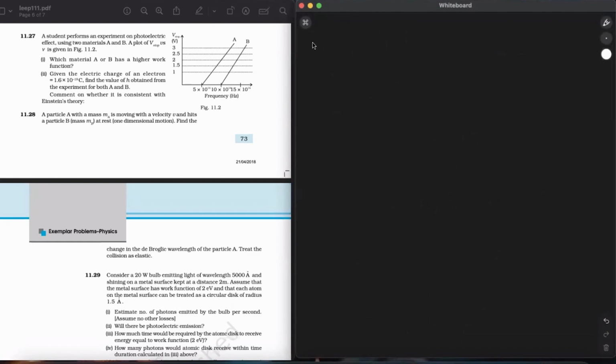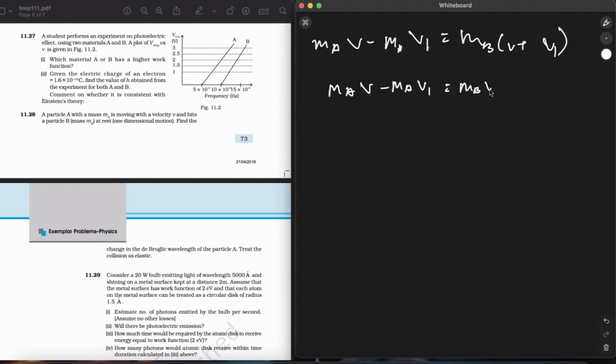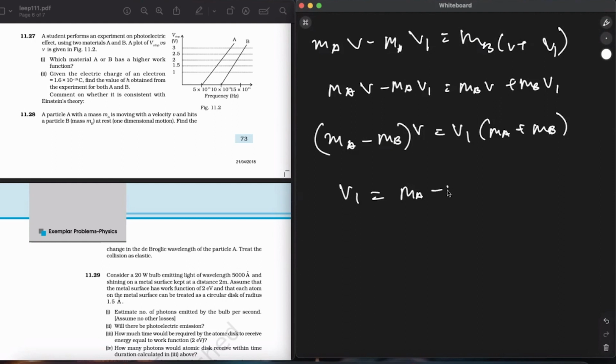Now solving further, momentum: MAV minus MAV1 equals MBV plus MBV1. If you put the 3 in 1, putting the value for it. Now MA minus MB times V equals V1 times MA plus MB. Simple. So V1 will be (MA minus MB) upon (MA plus MB) times V.